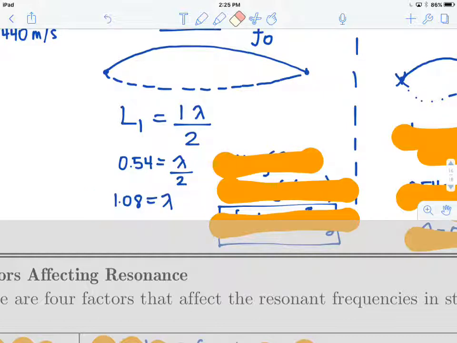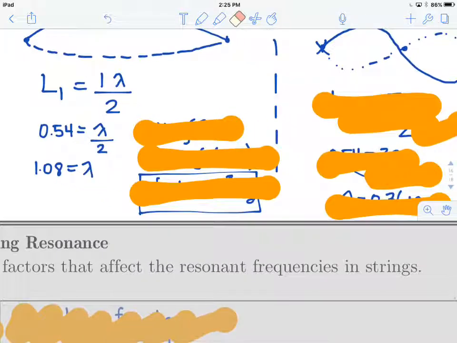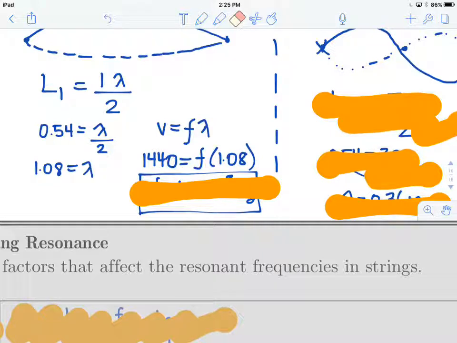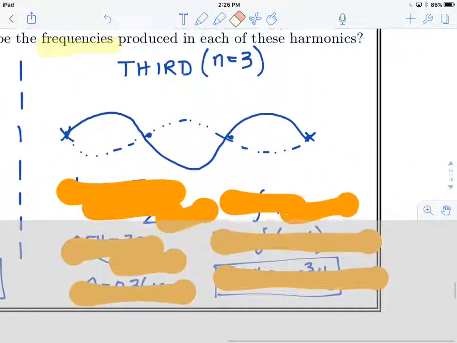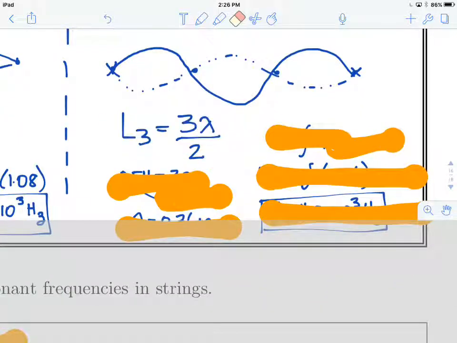Now, this is useful because we've been asked to find the frequency. We know that always v equals f lambda. We were given the speed of sound, 1440, and that's equal to f times 1.08. A quick division, and we find that the frequency is 1.3 times 10 to the 3 hertz, 1333 hertz to be exact. And now we can repeat the process with the third harmonic.